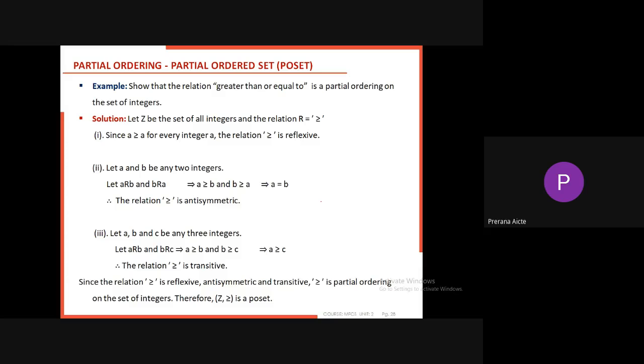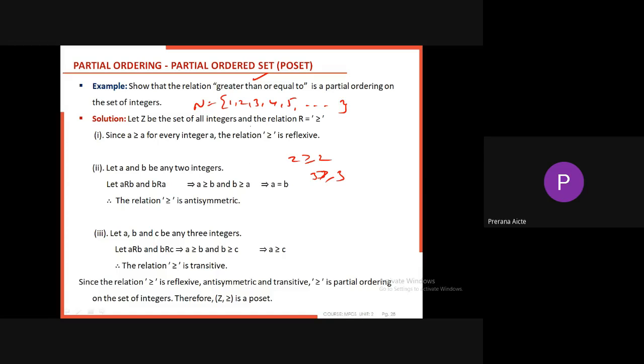Next, the example that we can consider for that. Let us consider the greater than or equal to relation on the set of integers 1, 2, 3, 4, like that. On the set of integers we are going to consider this one. The relation considered is greater than or equal to. If we consider any element, it will follow the reflexive property: 2 is greater than or equal to 2, 3 is greater than or equal to 3.